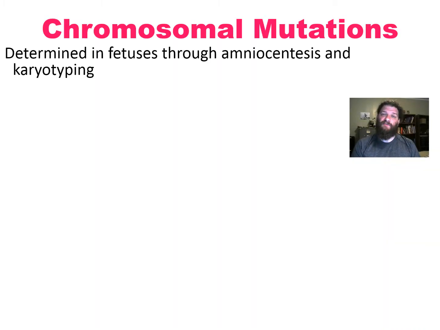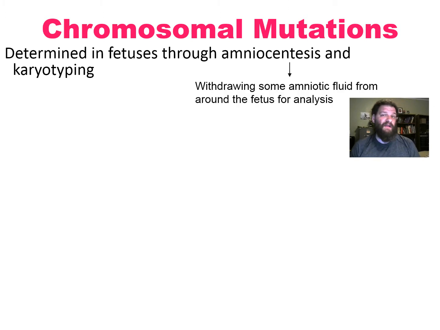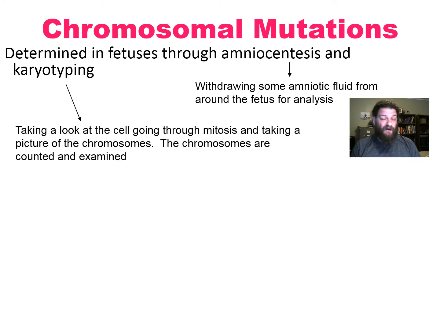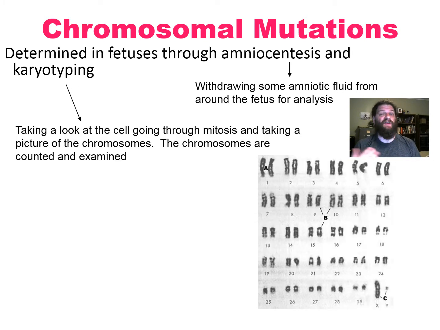Chromosomal mutations can be diagnosed in unborn fetuses through the process of karyotyping. This is where cells are collected to see some that are going through mitosis. They're stained, and you take a picture of them and look at the chromosomes, arrange the chromosomes by banding pattern and size and shape, count them up. You can get a definitive diagnosis on not just chromosomal mutations, but certainly on the sex of the baby.